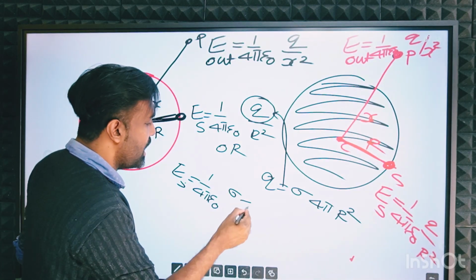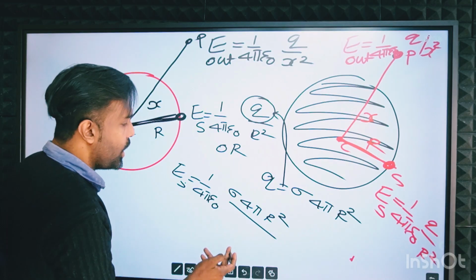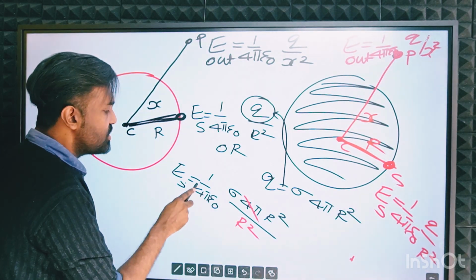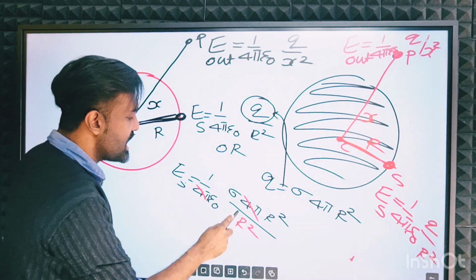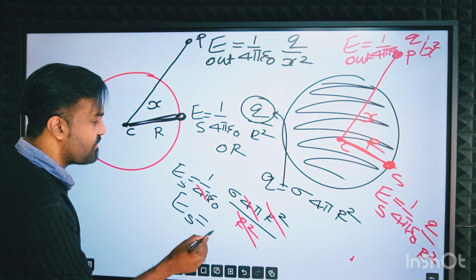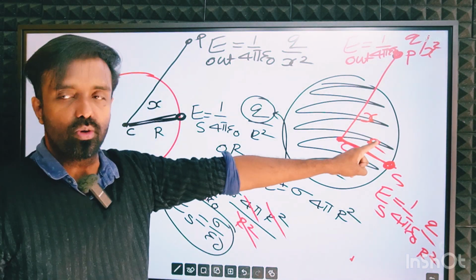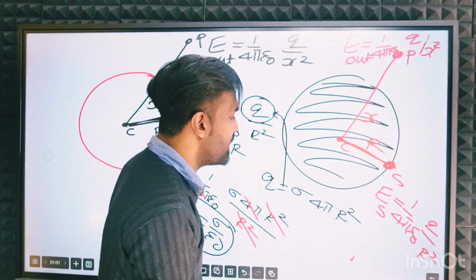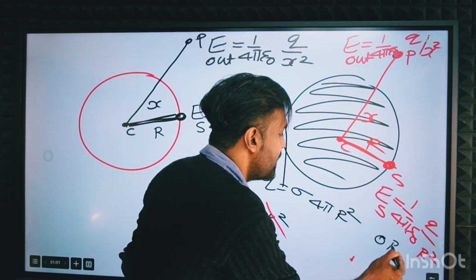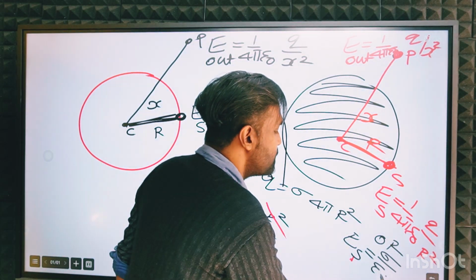What is that? Sigma 4 pi capital R square, divided by the denominator r square, guys. Here this 4 pi will get cancelled, this r square will get cancelled. ES, the electric field intensity on the surface, will be equal to sigma by epsilon 0. The same thing will happen here also. When you place this value of q here, you should get the electric field intensity on the surface, ES, equal to sigma by epsilon 0.